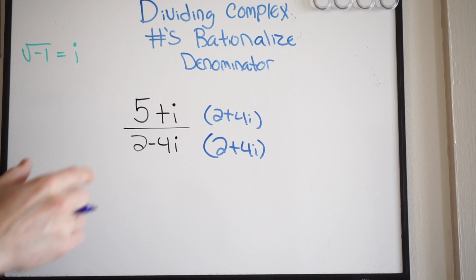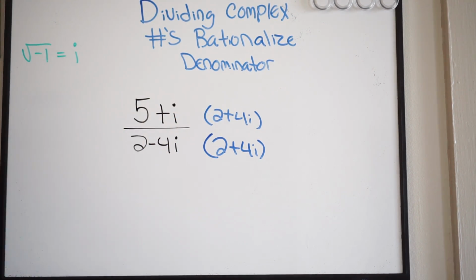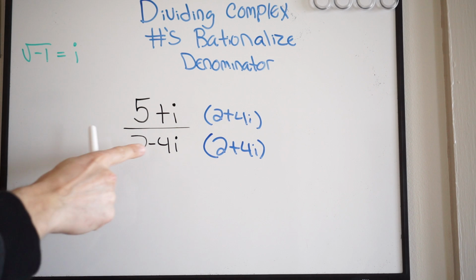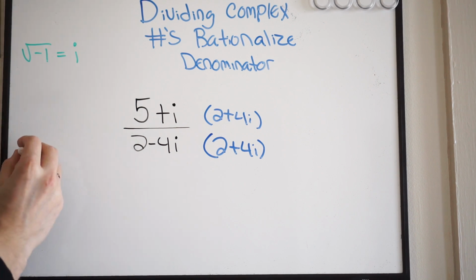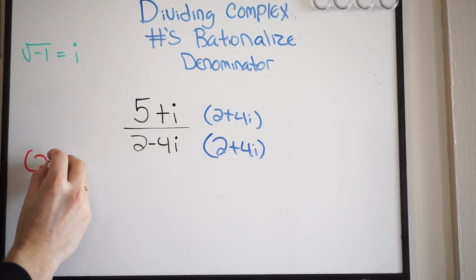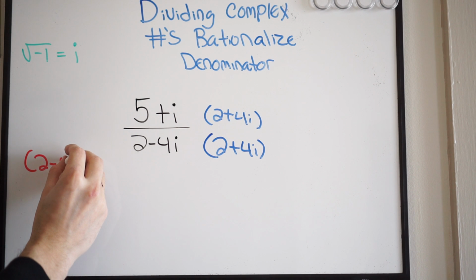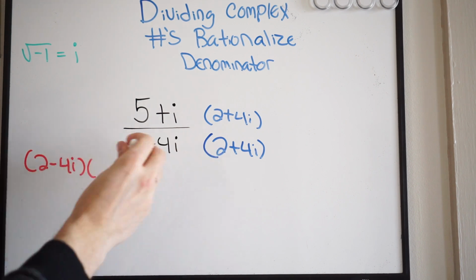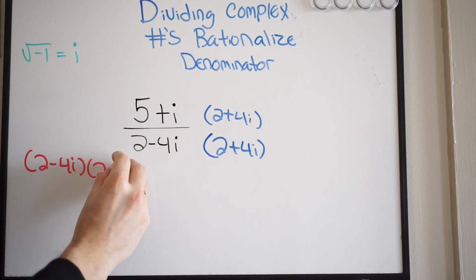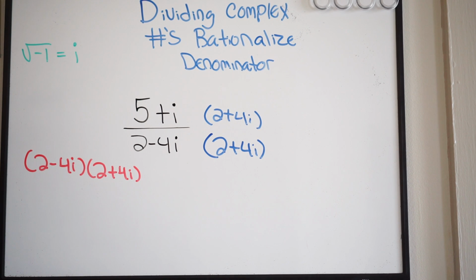And we're simply just going to do these operations out. Now this is going to be FOIL on both the top and the bottom. So what I'm going to do, I'm going to break this down into parts. I'm going to do the bottom first. So we have 2 minus 4i times 2 plus 4i.